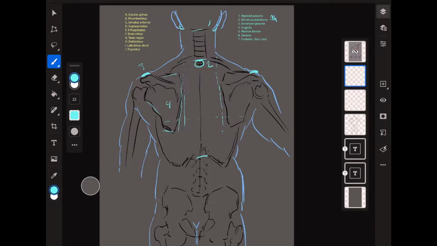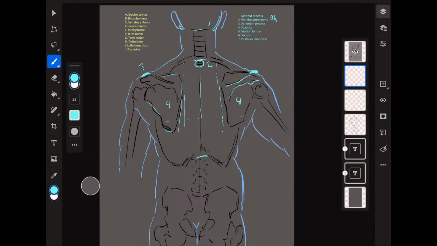Another important landmark on the scapula is called the scapular spine. So that's going to be these shapes right here. They're the origin point of lots of muscles, ending points of lots of muscles. That's an important landmark and one that you can often see either through a bump or a depression, depending on the muscular development of the model.